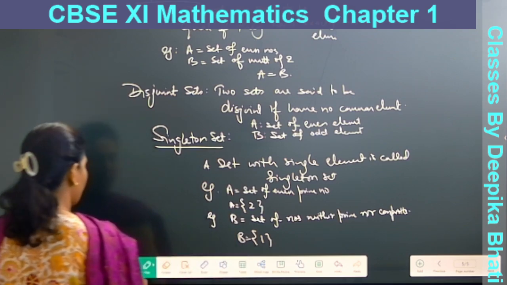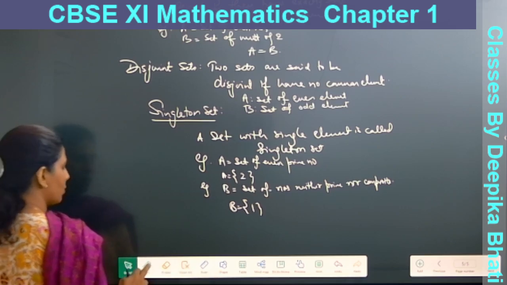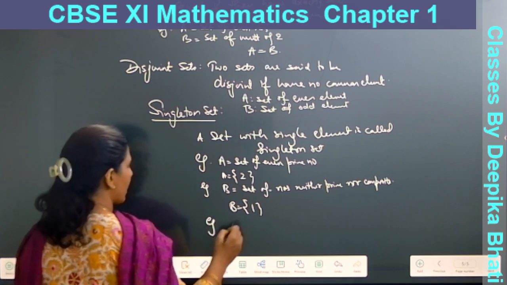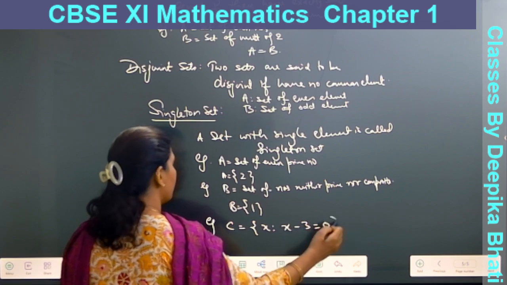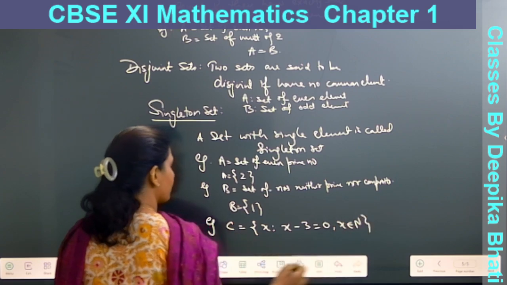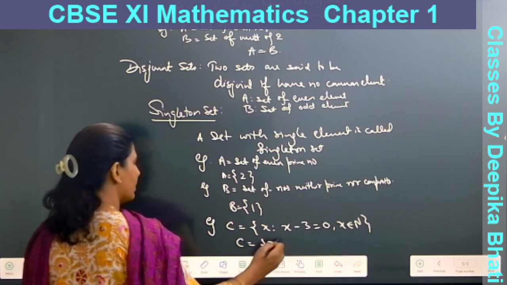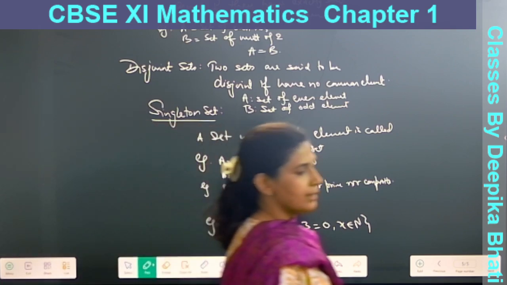Likewise we can have other examples also, a set with only one element. In this way we can build many examples. X such that x minus 3 is equal to 0, where x belongs to natural numbers. So this set consists of only 3. Okay. So these types of sets are singleton sets.